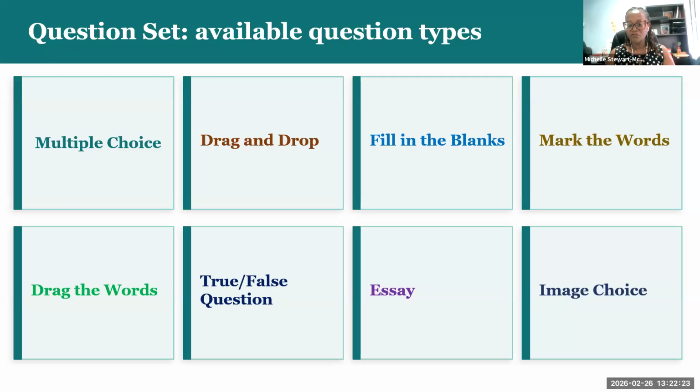Then we have the drag and drop. Drag and drop items are usually good for visual subjects. So you get to label diagrams, you get to map different processes. And so students drag an item onto an area or an image. It doesn't have to be an image, but usually it works better with images. And when they drop it, they can then check to see how they have done. So that is our drag and drop.